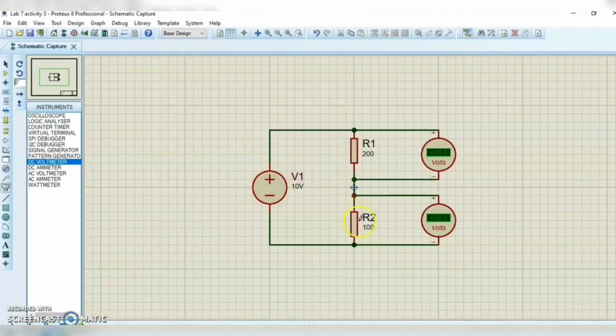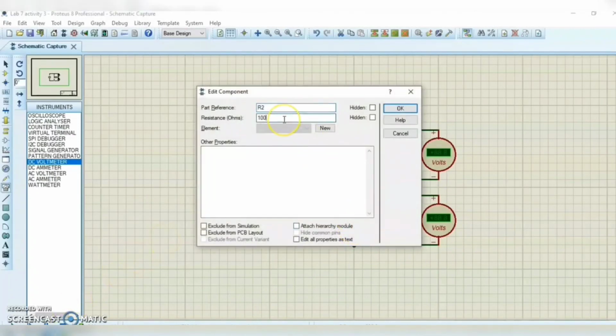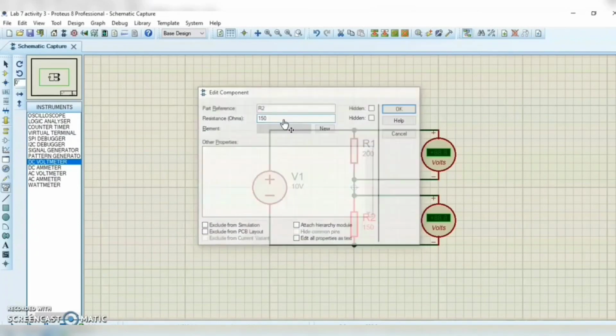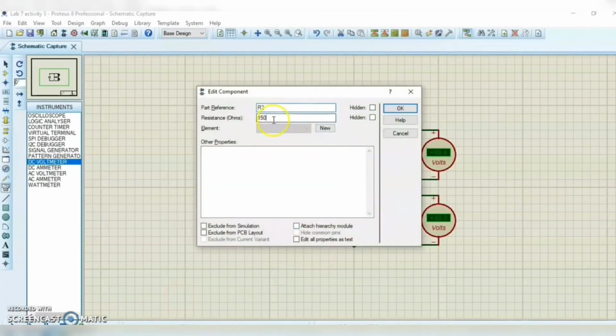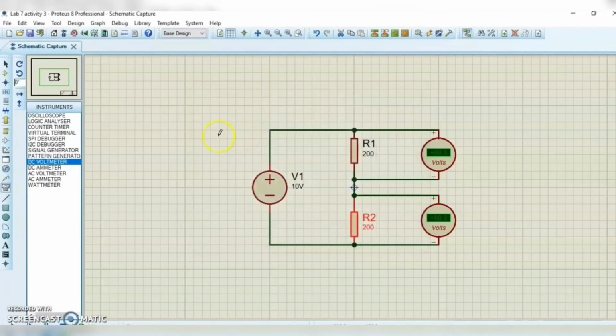Next, we change the value of R2 to 150 ohm, and we run the simulation, and we got the value of the voltage drop is 5.71 volt and 4.29 volt. Next, we change the value of R2 to 200 ohm. We run the simulation and got that the value of the voltage drop is 5 volt and 5 volt.